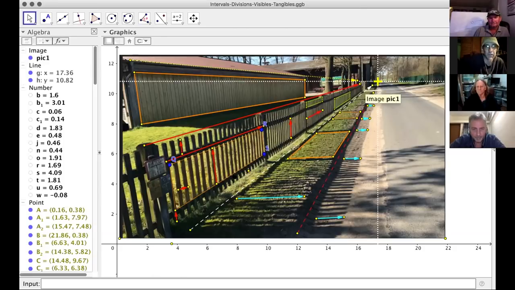Yeah, this is a great picture. This is fabulous, the way you put it all together like that.